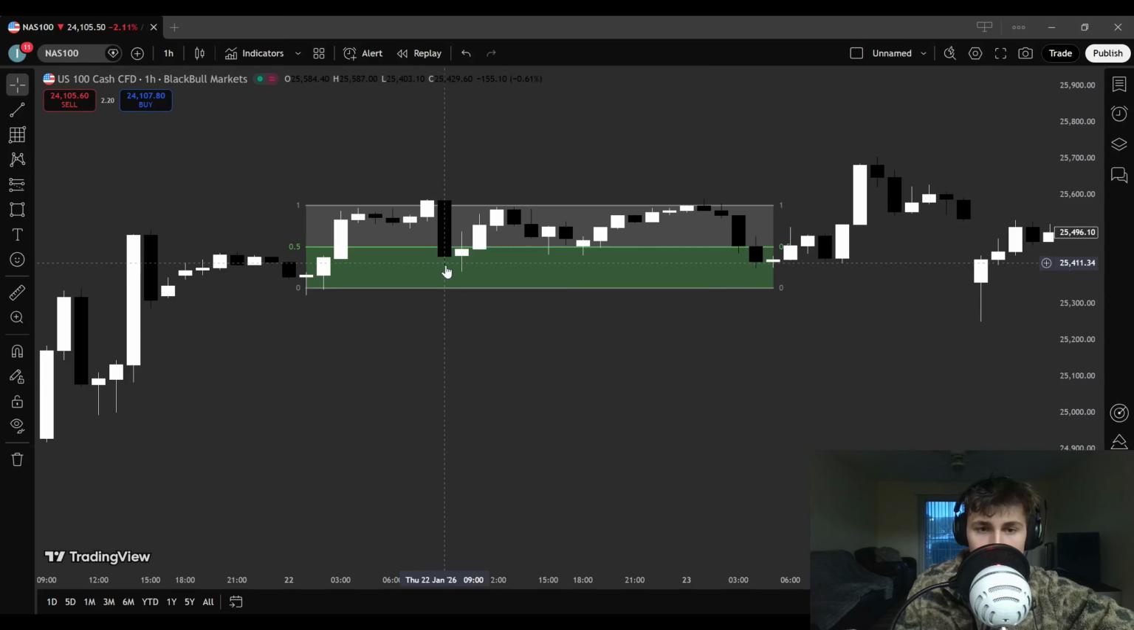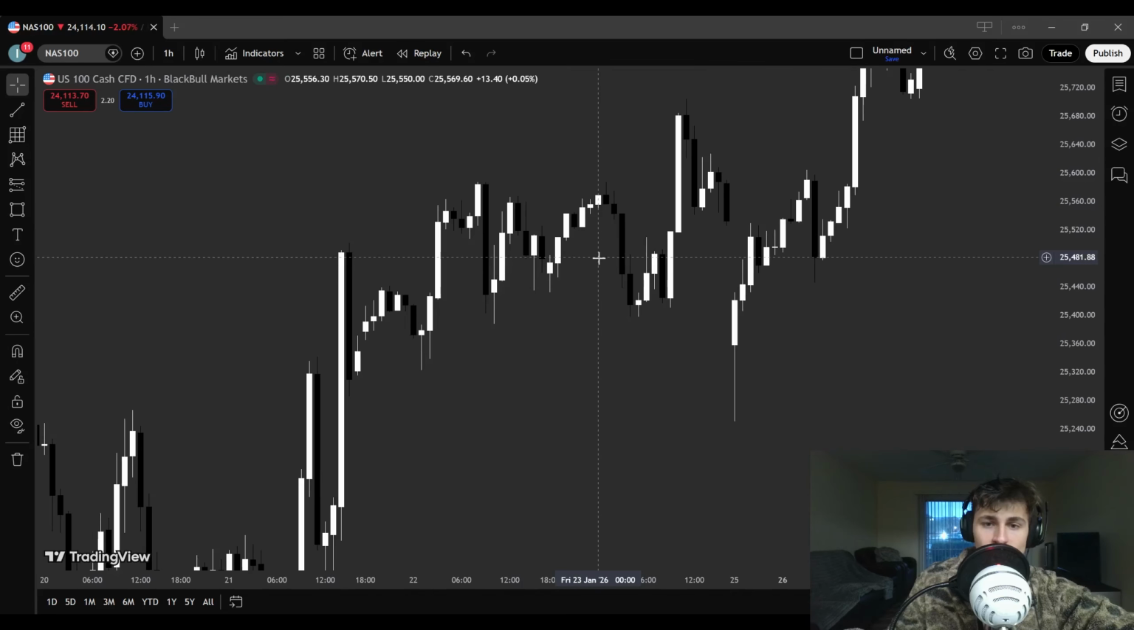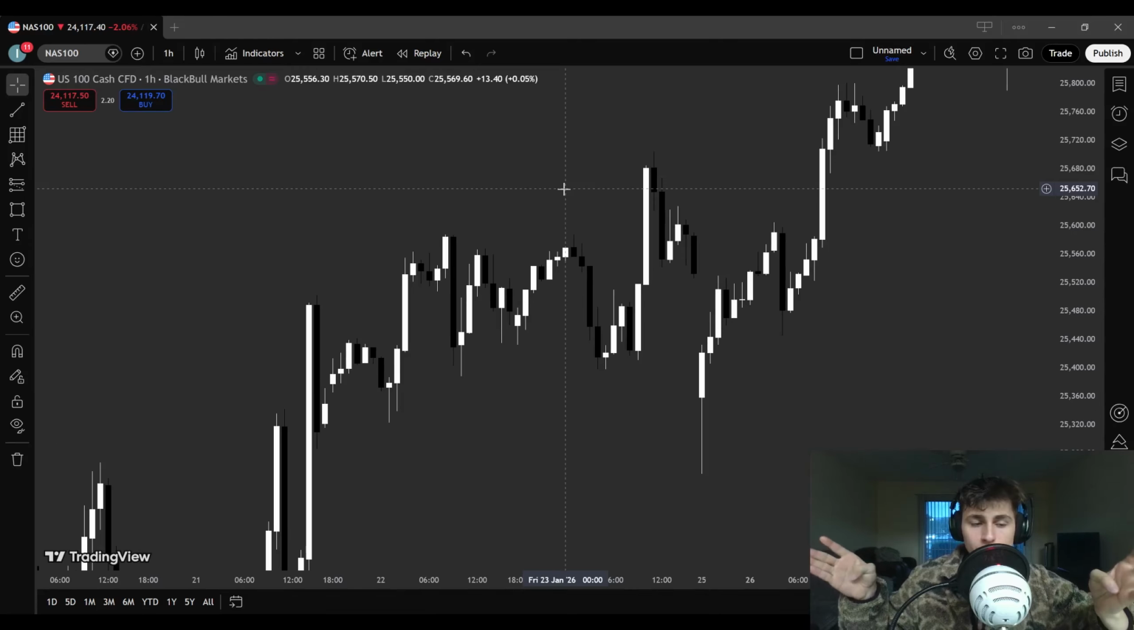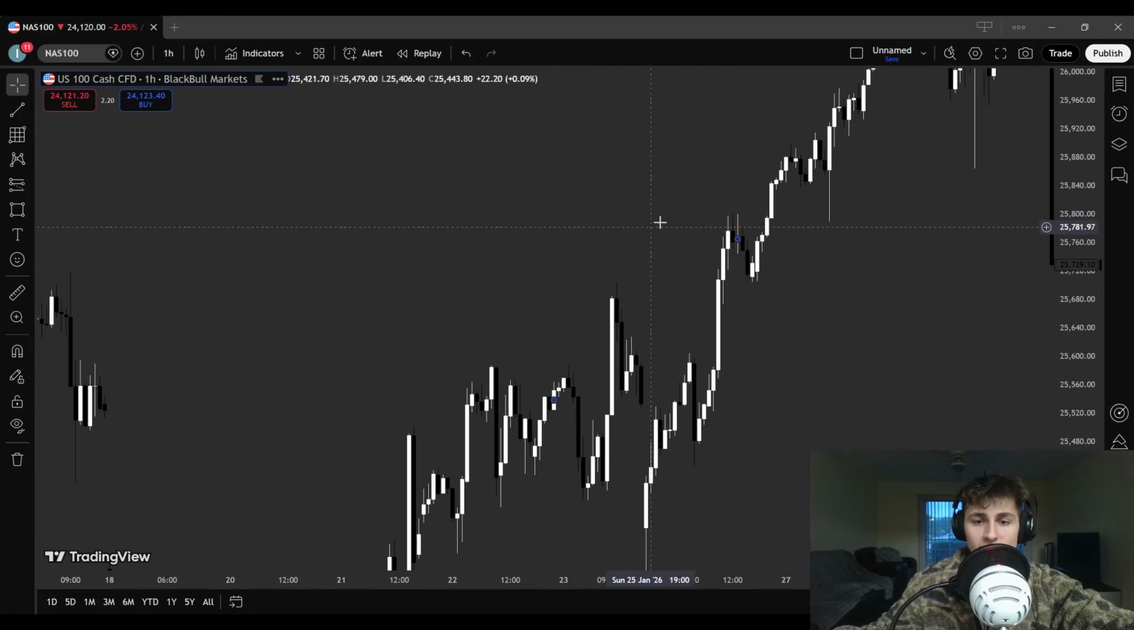Price taps into the discount before continuing to move up. It's like super tiny moves, but I'm trying to show you guys that it happens over and over again, because price with such liquidity always seeks the most efficient price. Price is always trying to be as efficient as possible. So this just keeps happening over and over again.